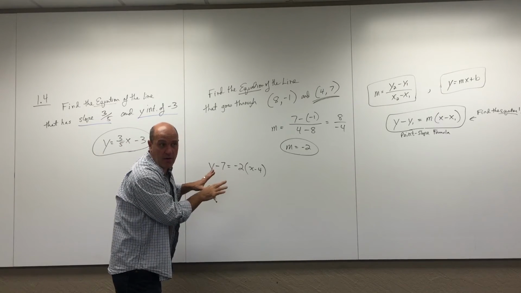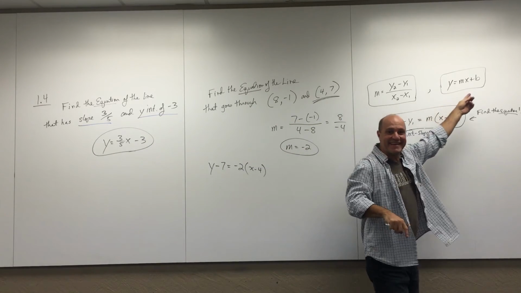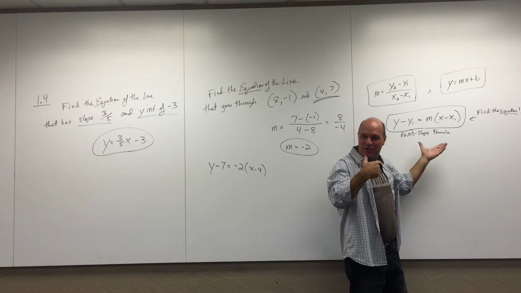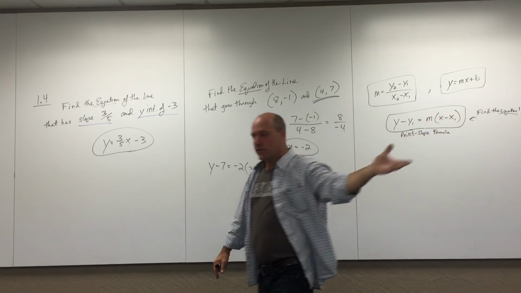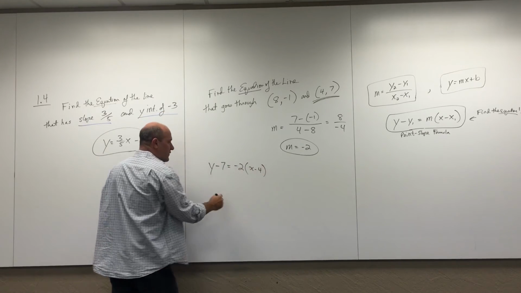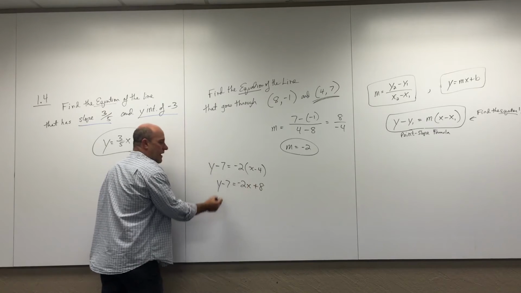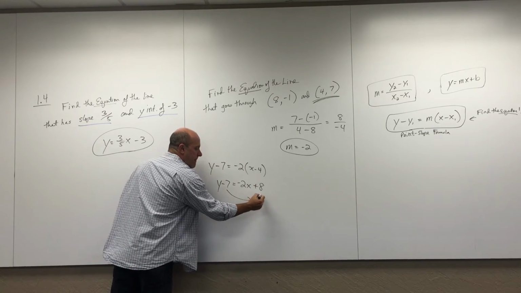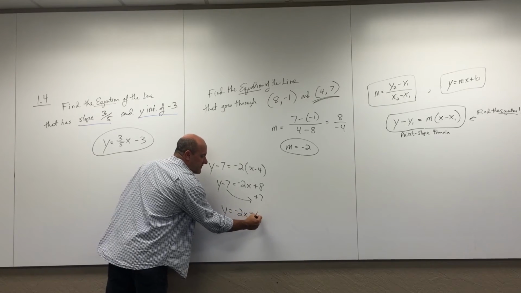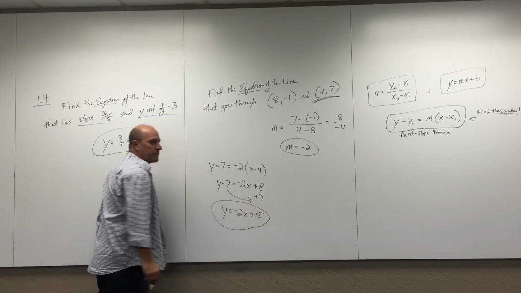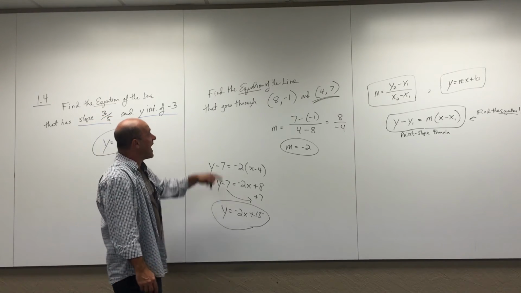In a way, that's the equation of my line. I don't want to leave it there, though. I want to distribute and clean it up. I probably want to put it in this form. I used this form, but I want to clean it up and leave it in this form as my answer. So let me do a little algebra here. Distribute the -2. Add 7. And y equals -2x plus 15. That's the equation of the line they were describing.